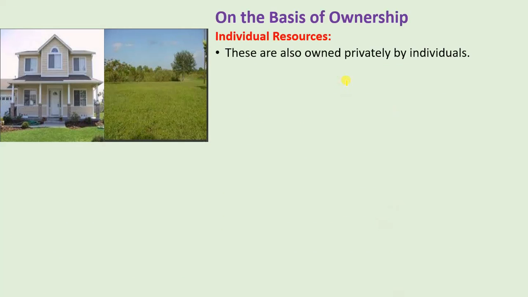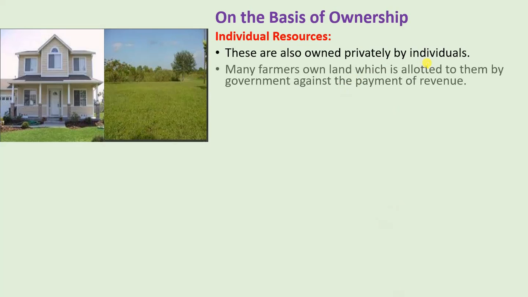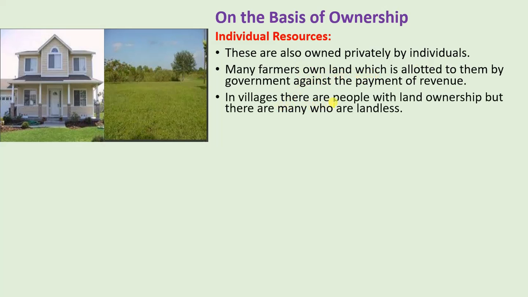On the basis of ownership, individual resources. These are owned privately by individuals. Many farmers own land which is allotted to them by the government against the payment of revenue. In villages there are people with land ownership, but there are many who are landless. The land owned by people is referred to as an individual resource.